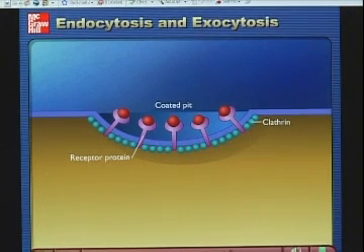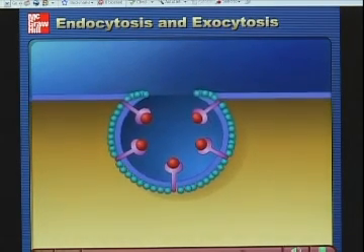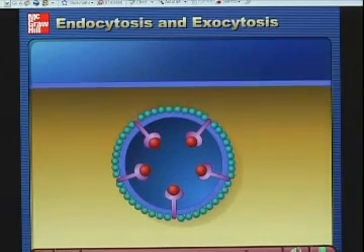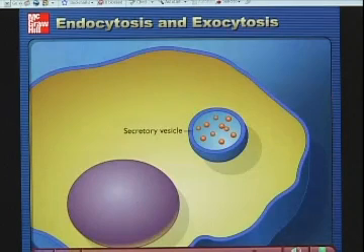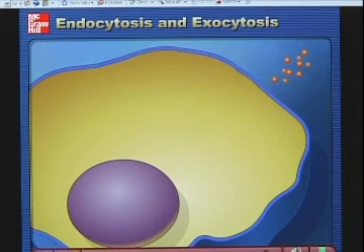When an appropriate collection of molecules gathers in the coated pit, the pit deepens and seals off to form a coated vesicle, which carries the molecules into the cell. Exocytosis is the reverse of endocytosis. This process results in the discharge of material from vesicles at the cell surface to the outside of the cell.